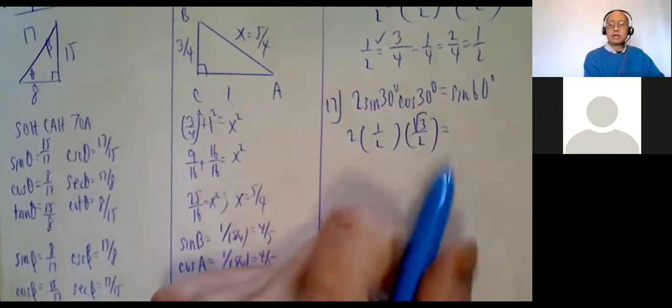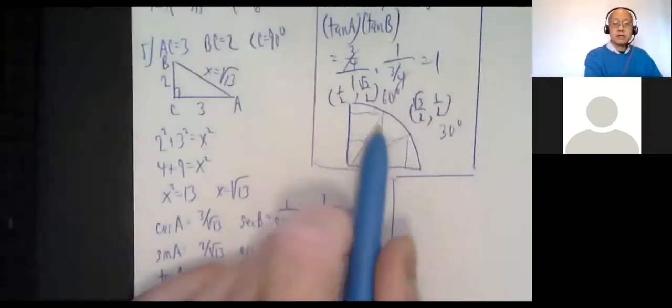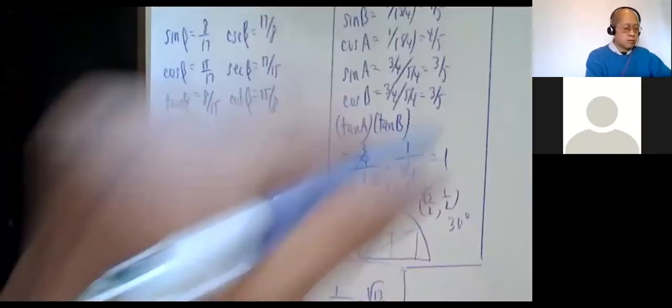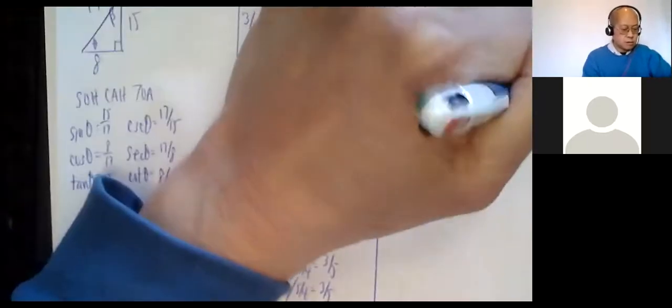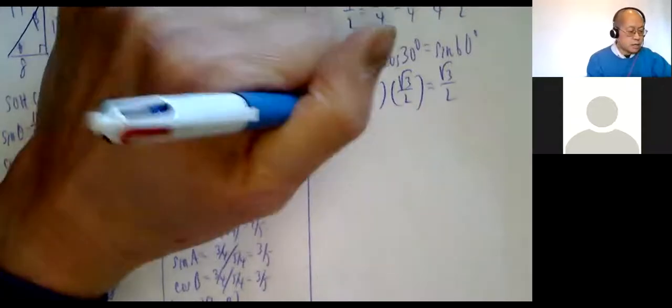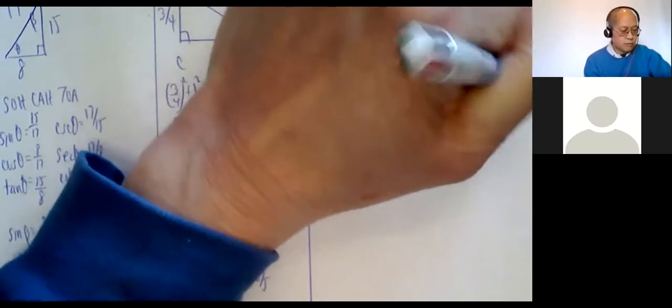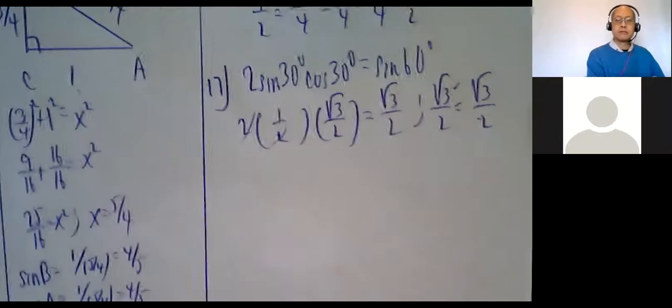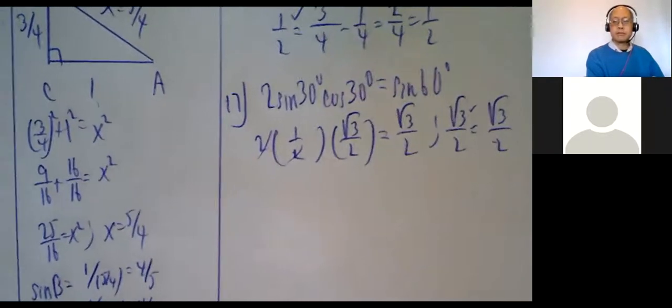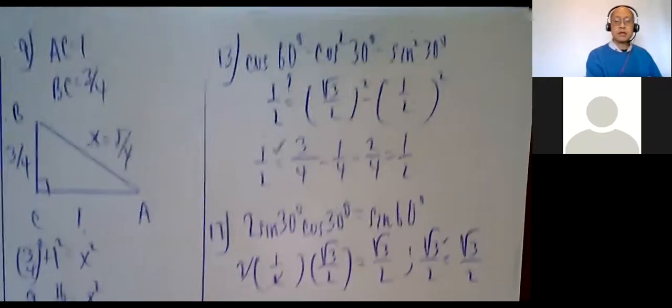Sine of 60 degrees, y coordinate, 60 degrees, radical 3/2. That's a 2 there. And yeah, that checks pretty easily. The 2's cancel out, so radical 3/2 equals radical 3/2. It checks. Okay, so that's all.